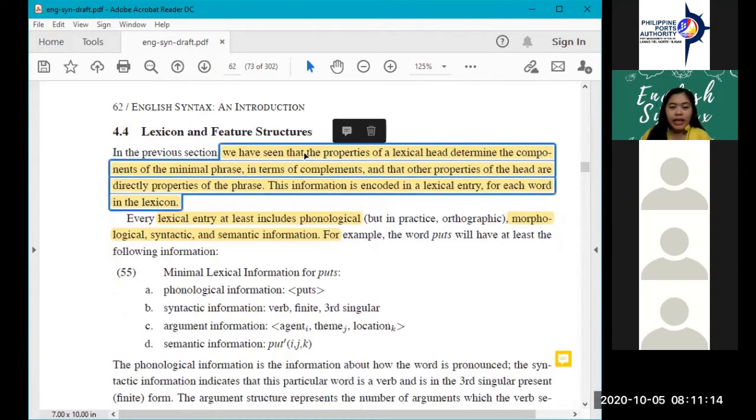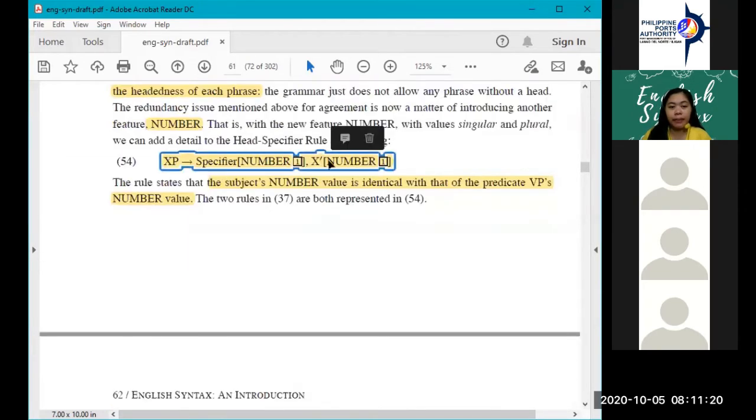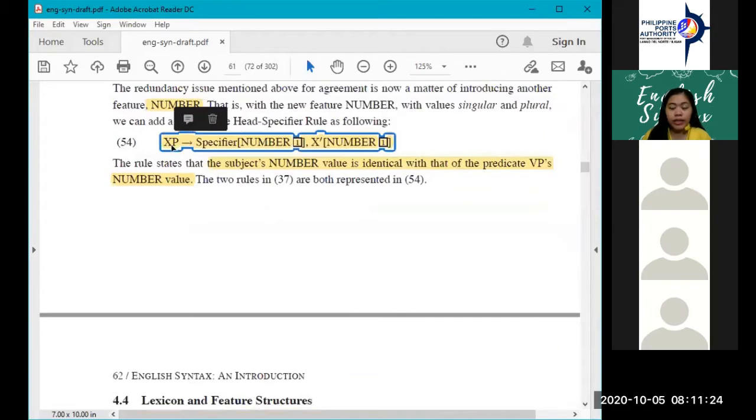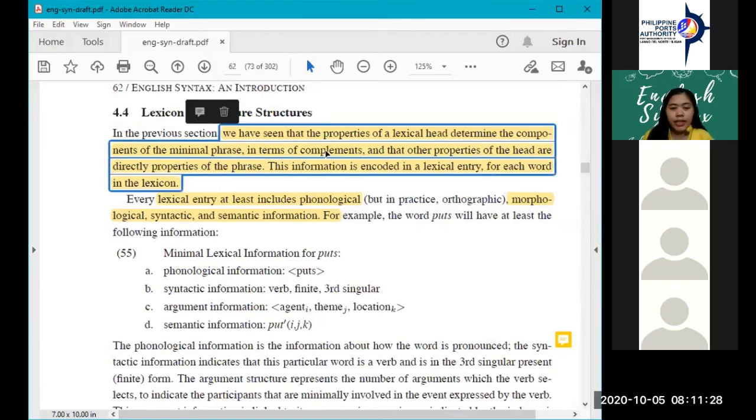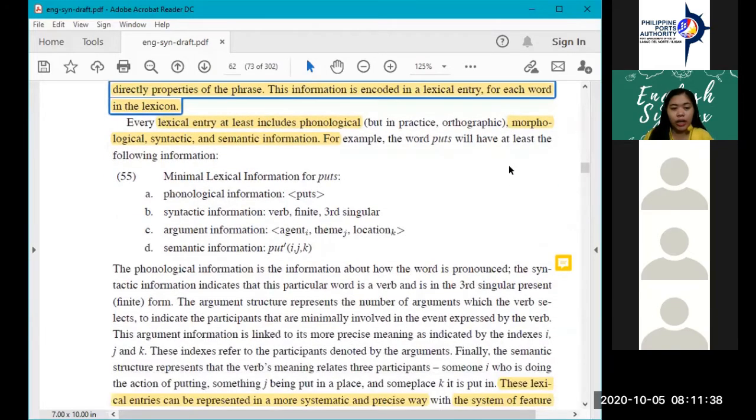So we have seen that the properties of the lexical head determine the components of the minimal phrase. Like this one here, the minimal phrase is the X bar and the whole sentence is the XP. And then in terms of complements, other properties of the head are directly properties of the phrase. So this information is encoded in the lexical entry for each word in the lexicon.